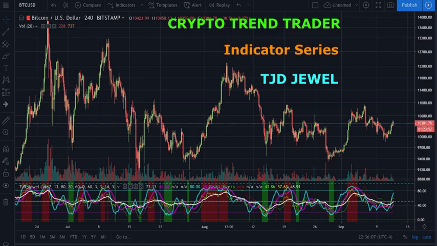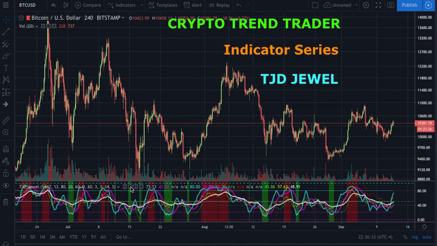Alright, so here basically what we're going to do is just take a bare look at the chart. We have the Tjd Jewel Indicator. It's available for free on TradingView. Just search TJD, or you can look up Jewel, and you'll see it down there. There's a bunch of different components to this, so we're going to break it down as we go. First off, I'm going to dissect it.